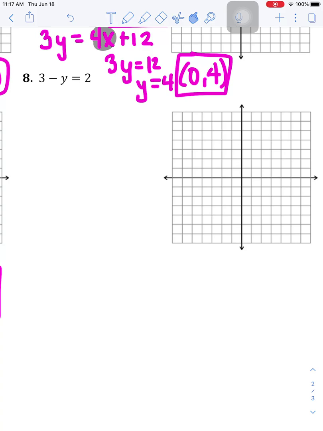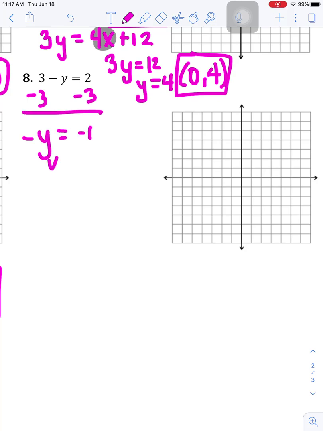Now, if you think about this, there's only one intercept in this case to solve for. The only thing you could possibly solve for is y. So when we solve for y, if we subtract the 3, you get negative y equals negative 1, so that means y is 1. That means also that we only have one intercept. We only have the y-intercept. There was no x, which is a 0, and the y value is 1.